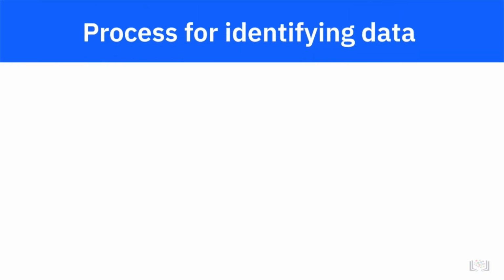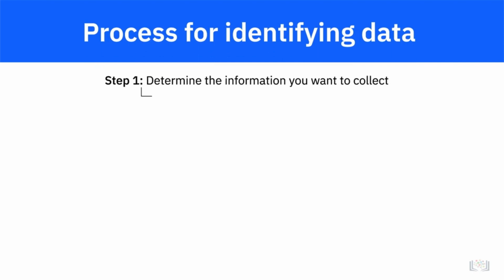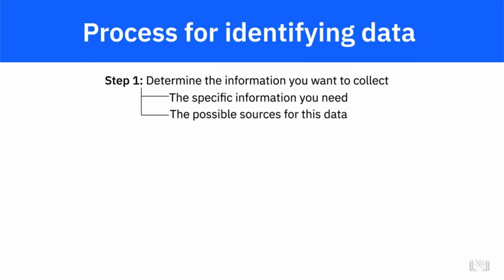The process of identifying data begins by determining the information you want to collect. In this step, you make decisions regarding the specific information you need and the possible sources for this data. Your goals determine the answers to these questions.